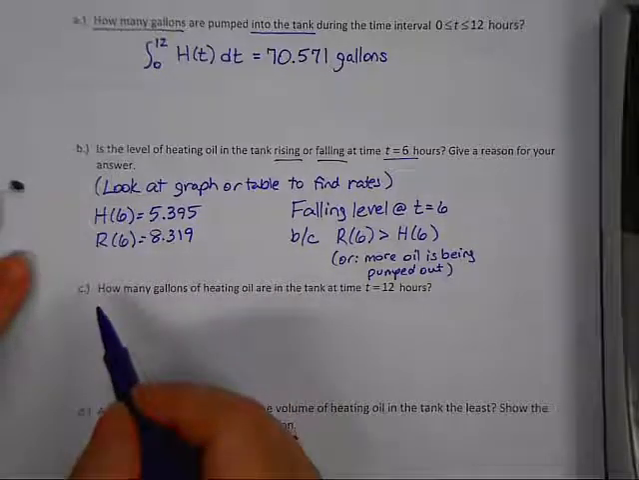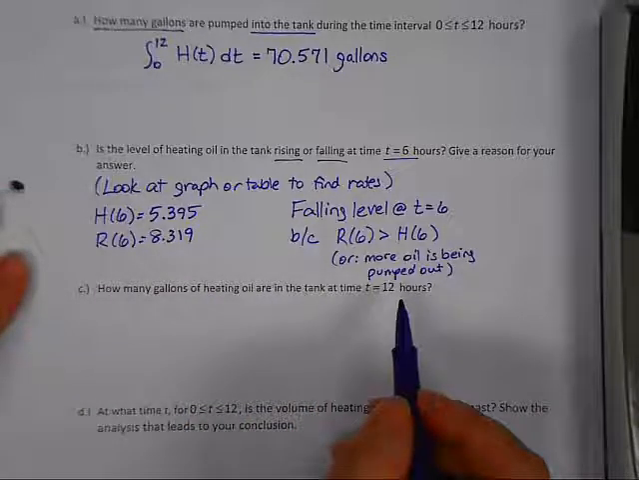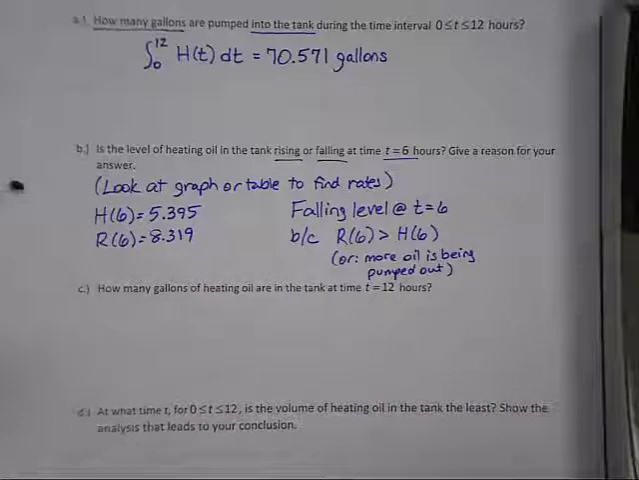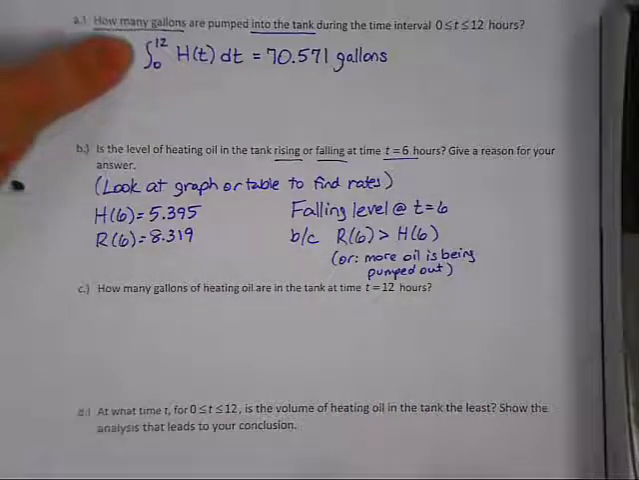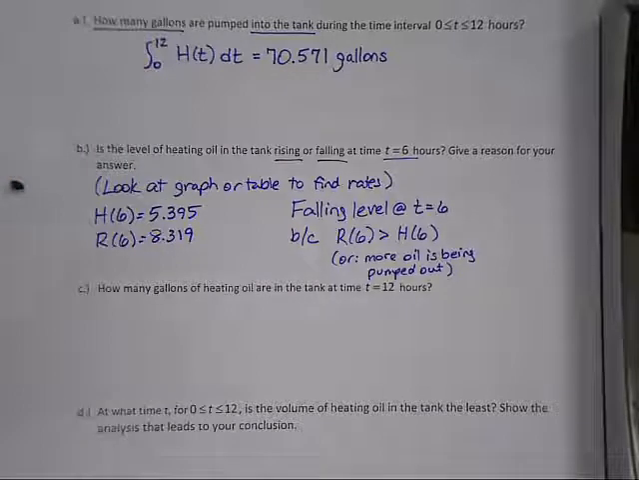Okay, letter C. How many gallons of heating oil are in the tank at time 12? How many gallons are there? It looks like I kind of figured that out already, but that's not the total number of gallons. That's the total number of gallons that went in. So when we're trying to figure out how much is right there, we have to look at how much went in and how much went out.